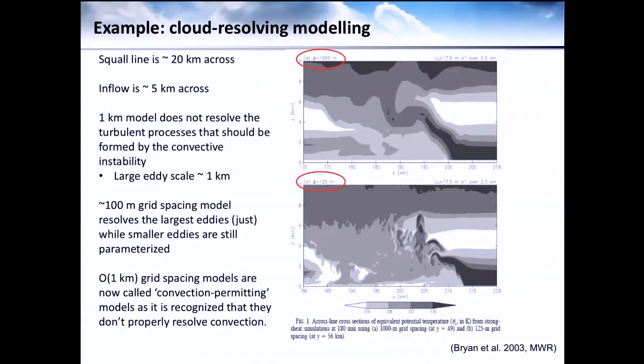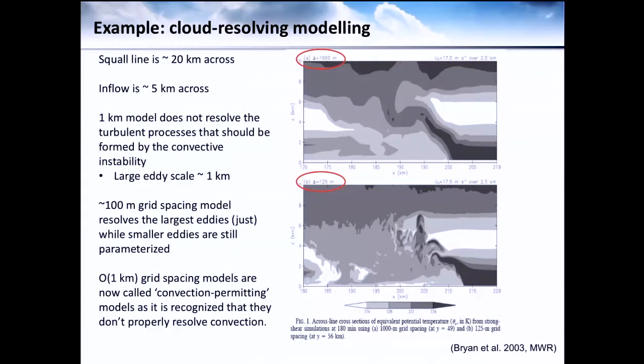And the key thing here, there's a couple of important things. This 1 kilometre model does not resolve the turbulent processes that should be formed by the convective instability. Our eddies in the atmosphere, in these convective clouds, are about 1 kilometre in scale. That's the largest eddy scale, about 1 kilometre. And at 1 kilometre grid spacing, we're not resolving that. The inflow is about 2 or 3 kilometres across. We're representing that inflow, but we're not properly resolving it.